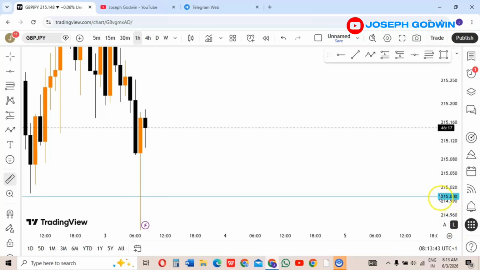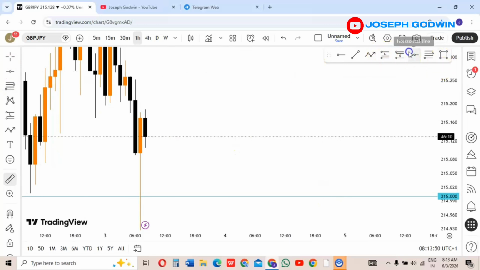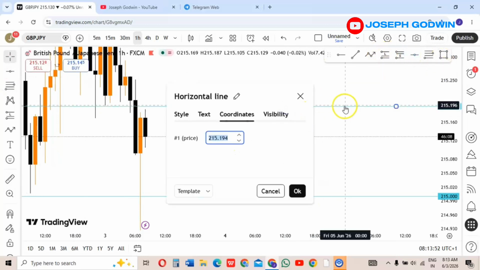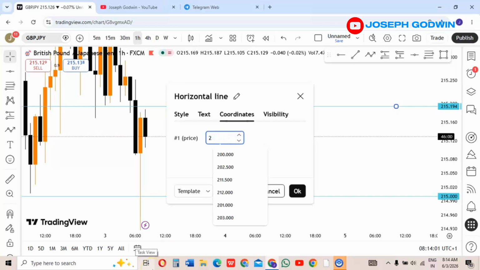So after 15, what comes next? That is 20, right? After 20 comes 25, abi? Now you can also plot another psychological level again like this. So if you want to edit it now, from this 215, abi? Then the next one will now be 220.000. It's very, very simple.